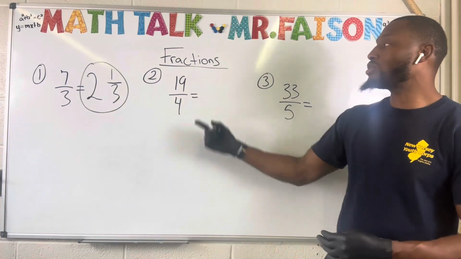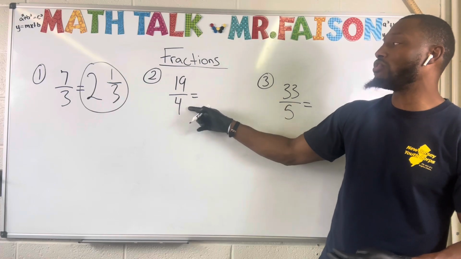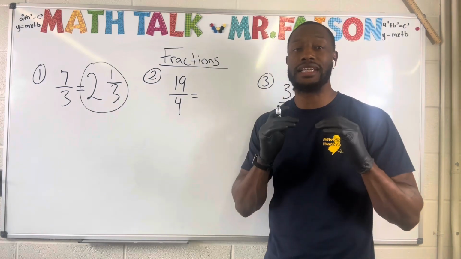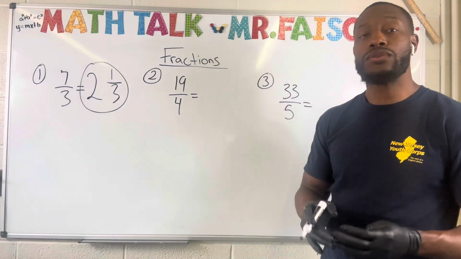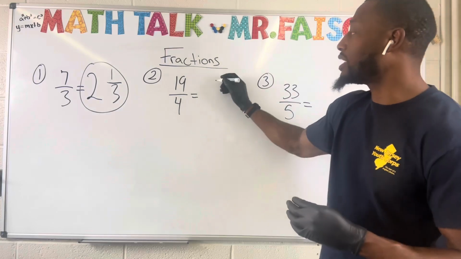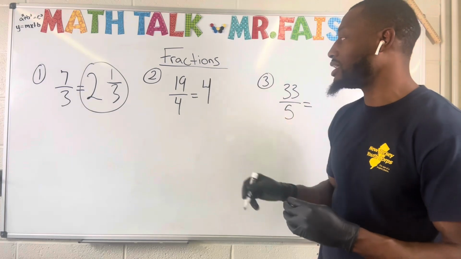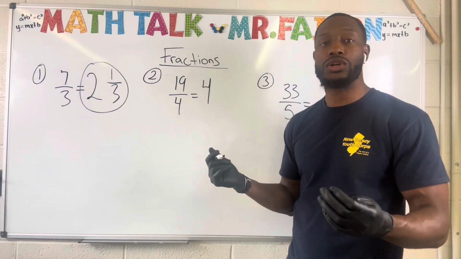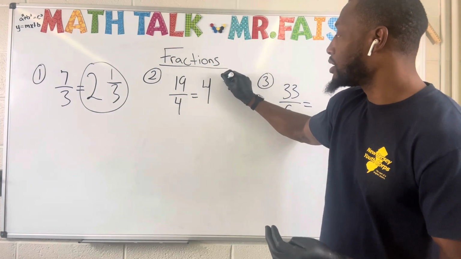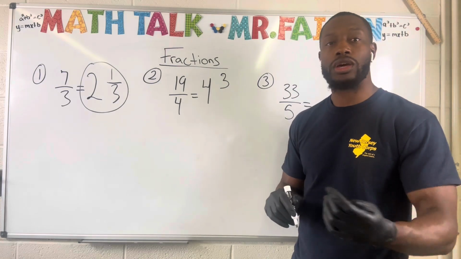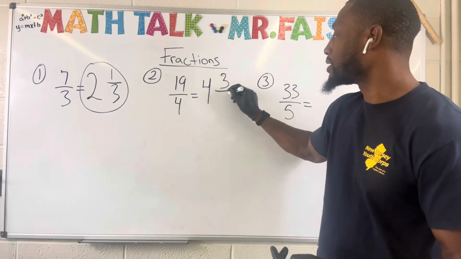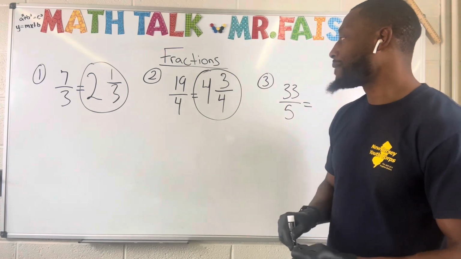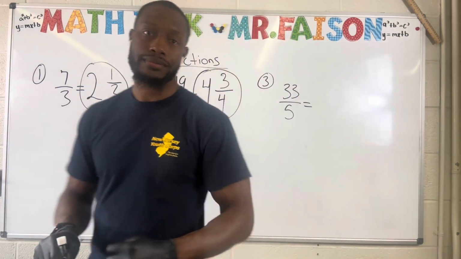The next one we have is 19 over 4. I want to turn this into a mixed number. How many times does 4 go into 19 evenly? 4 will go into 19 evenly 4 times, and that'll turn out to be 16. After it goes into it 4 times, how much is left over? It'll be 3 left over. And we keep our denominator the same. That's what we're looking at.